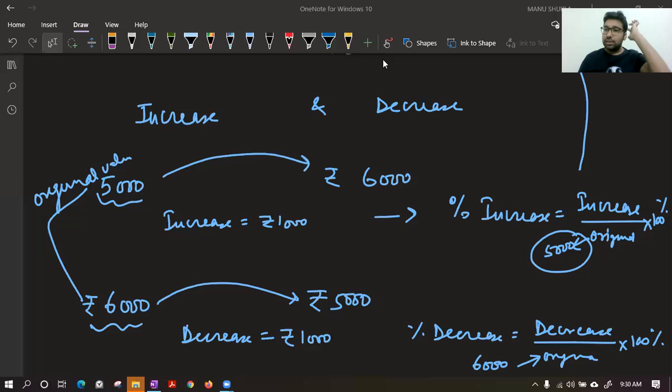Now let's come to the concept of CP and SP, because I know it is new for you. That's why you're finding it difficult. It is very simple. They all are interlinked.